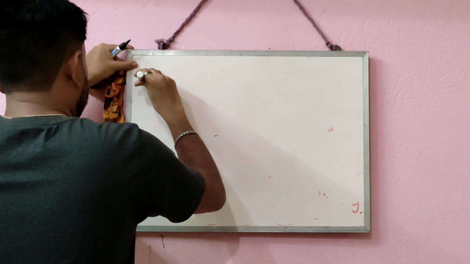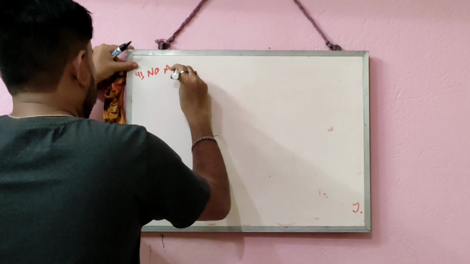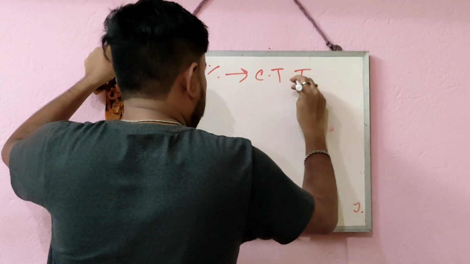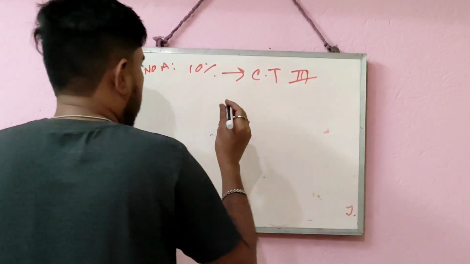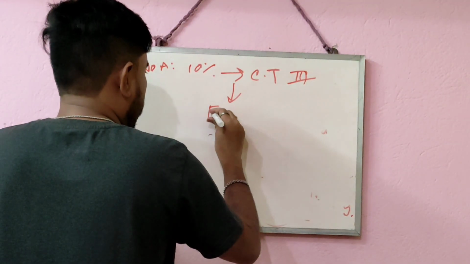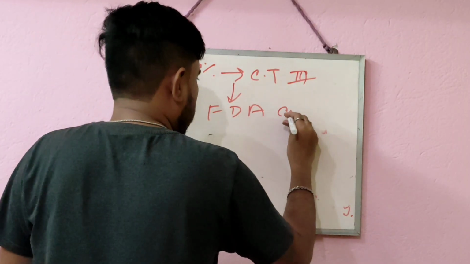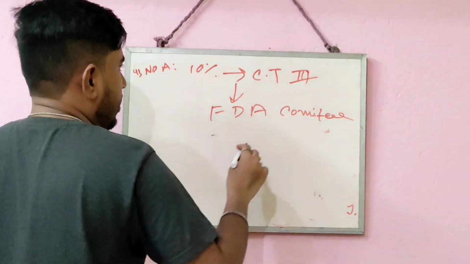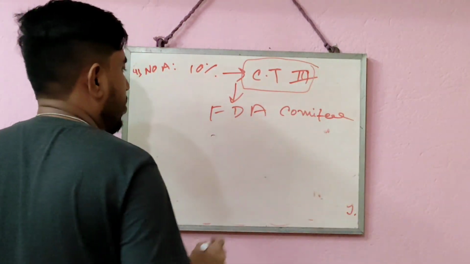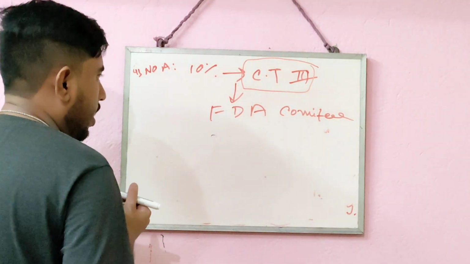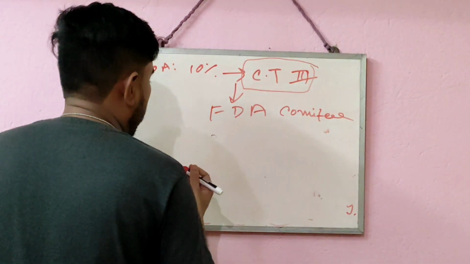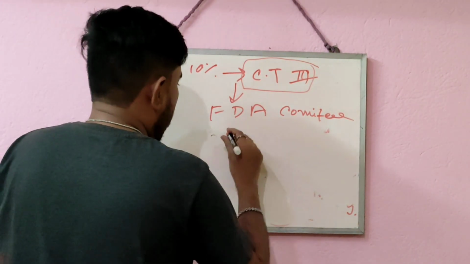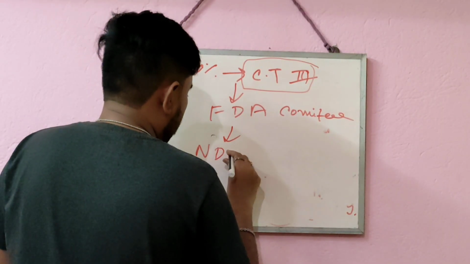Next step is new drug application. So when the 10% of drugs pass through clinical trials phase 3, they are sent to the Food Drug Administration Committee for NDA application. Now the FDA will check all the results from clinical trials phase 1 to 3, they will validate the results, and after validating that all the collected information is true, they will give approval of the new drug application.